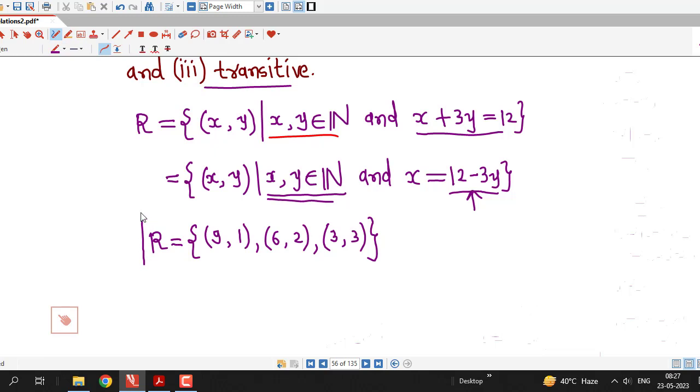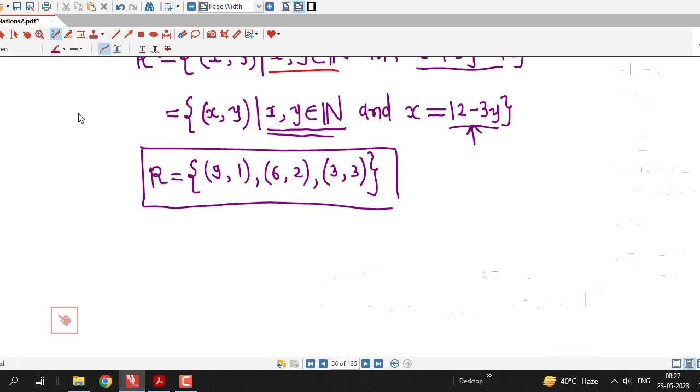Now once we have a finite relation, it is easy to check all the properties. First we check for the reflexive property. So for the reflexive property, we must have this type of elements, diagonal elements, in our set for every x in the set of natural numbers.